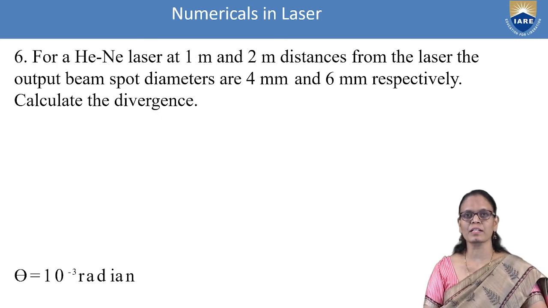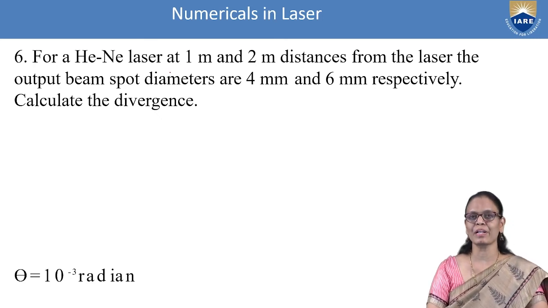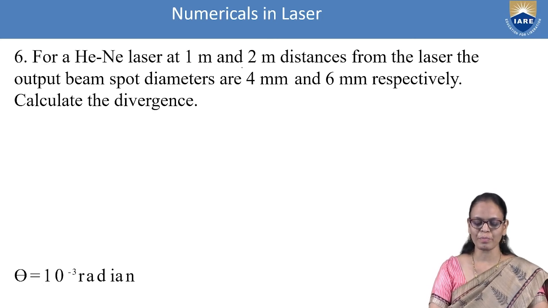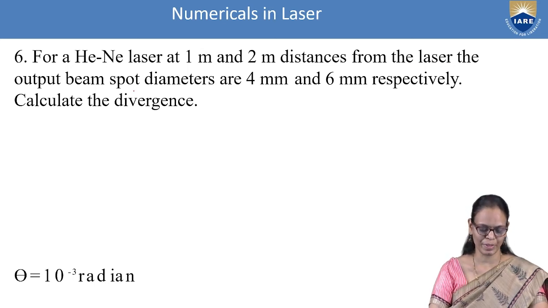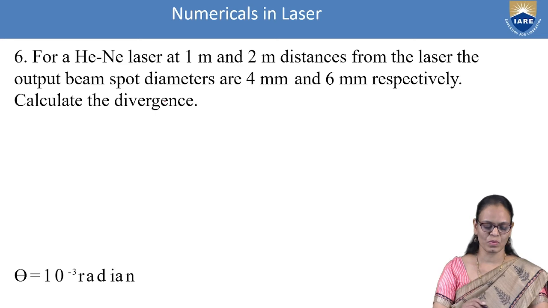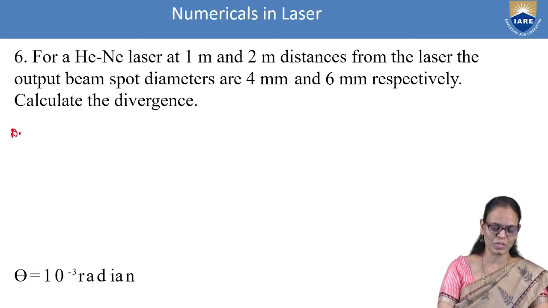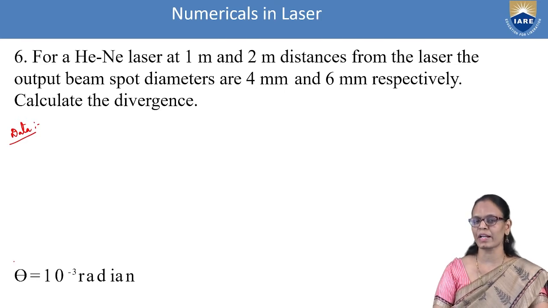Now coming to the next one. For a helium neon laser at 1 meter and 2 meter distances from the laser, the output beam spot diameters are 4 millimeter and 6 millimeter respectively. Calculate the divergence. So let us write the data. First we'll understand the concept here, then we'll write the data and the formula and then simplify.